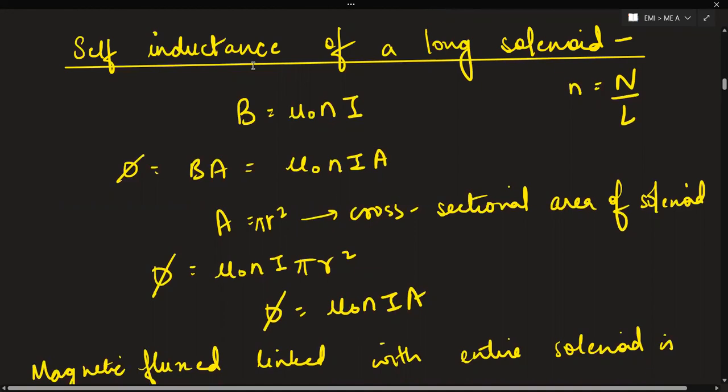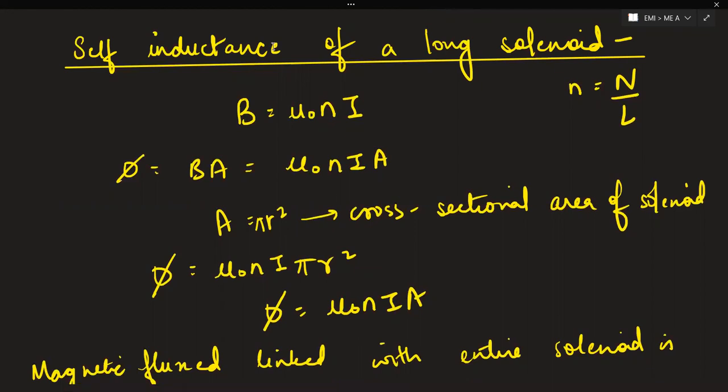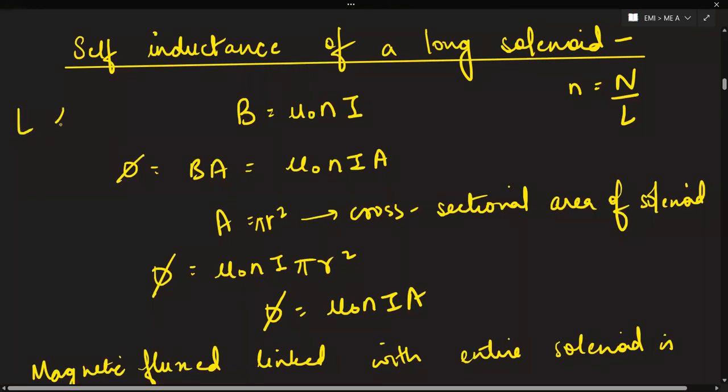So from the formula, you can figure out on which factors the self-inductance depends. Obviously self-inductance of a solenoid depends on the geometry, it depends on the magnetic permeability, number of turns also, because number of turns is coming in the numerator, then area of cross-section, these things only. So L depends on number of turns, area, and permeability.